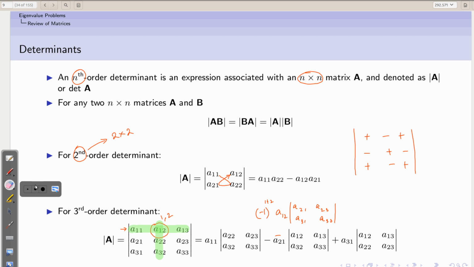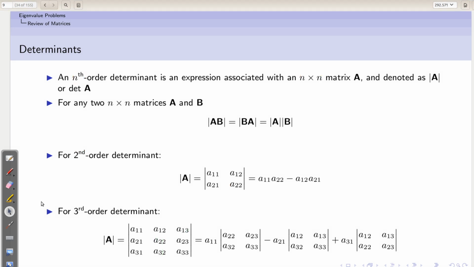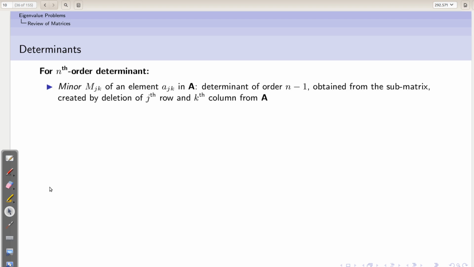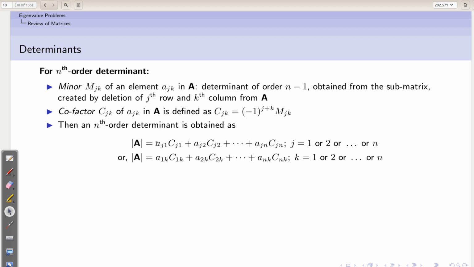Okay, so that's how you find the third order determinant. In general, for an nth order determinant, we find the minor first, then the cofactor. You get the cofactor by multiplying the minor by minus 1 to the power j plus k, for the jkth element: add the row number and the column number together, and raise minus 1 to that number. Then an nth order determinant is obtained in this way. So j can be anything, 1, 2, 3 all the way till n. So it can be any row or any column. Either of these two you can use to find the nth order determinant.